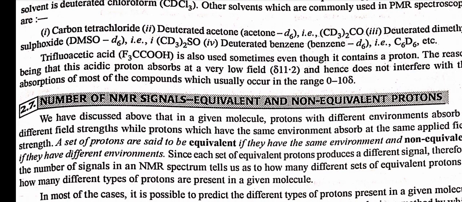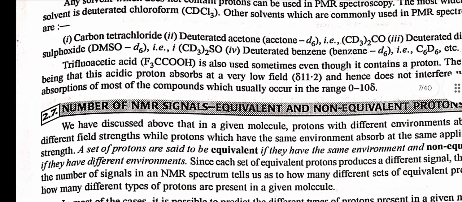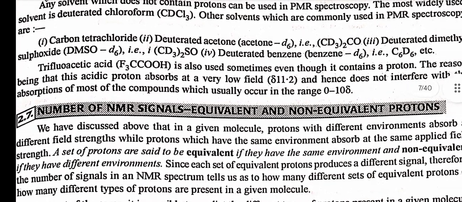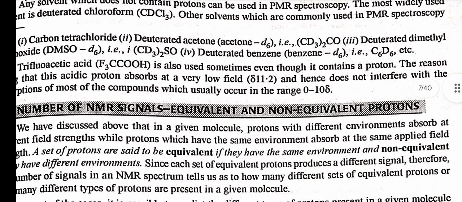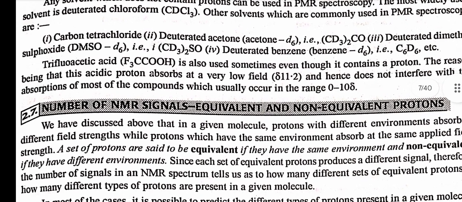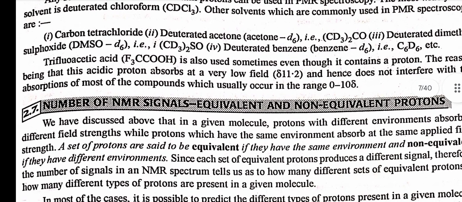Trifluoroacetic acid is also used sometimes even though it contains a proton. The reason being that this acidic proton absorbs at a very low field and hence does not interfere with the absorptions of most of the compounds, which usually occur in the range 0 to 10 delta.